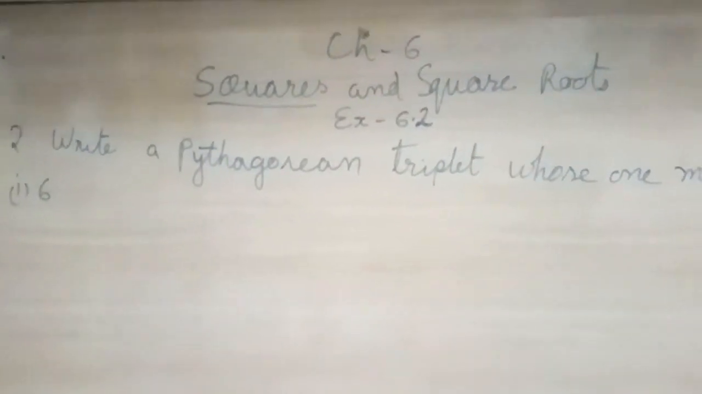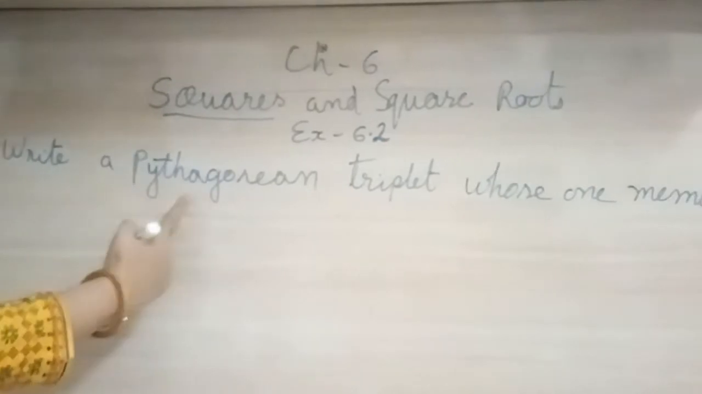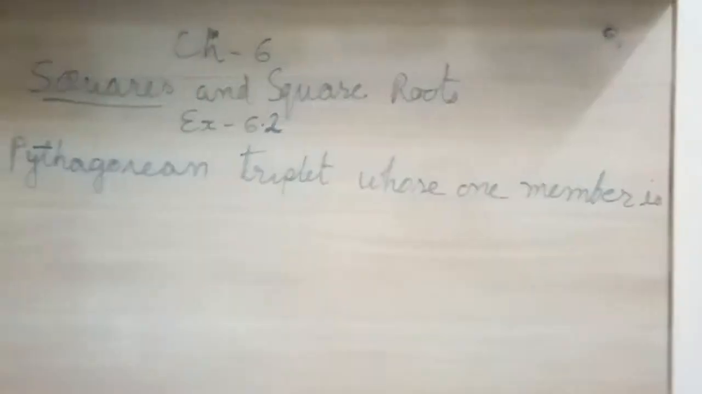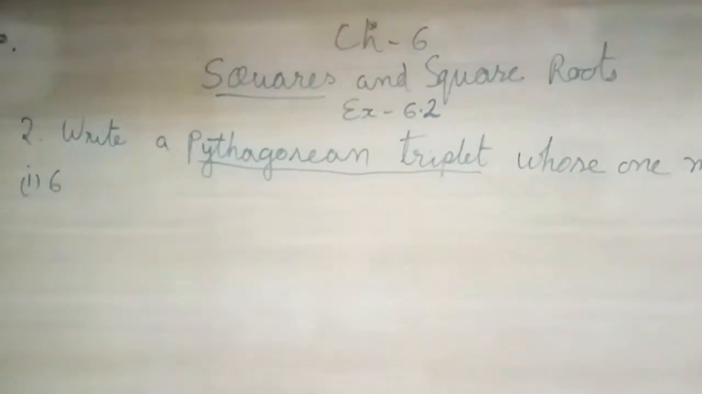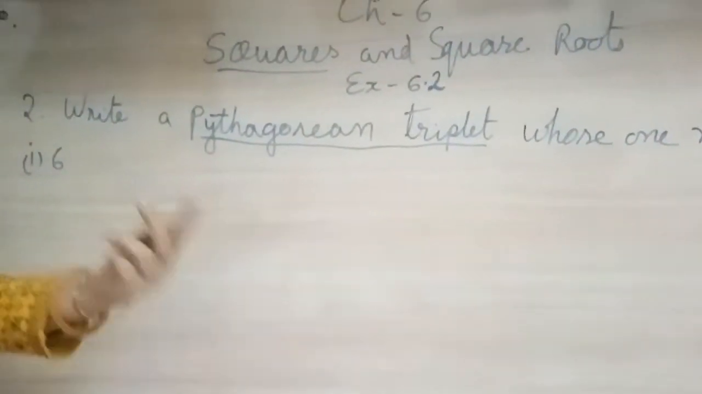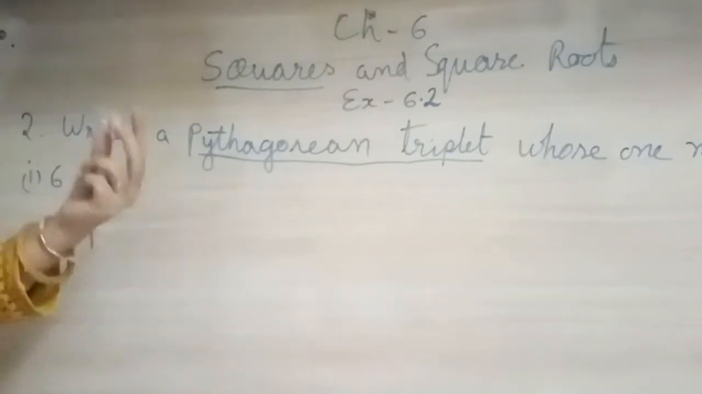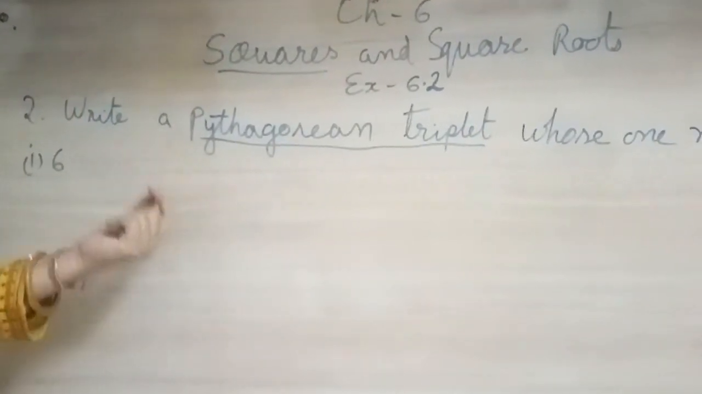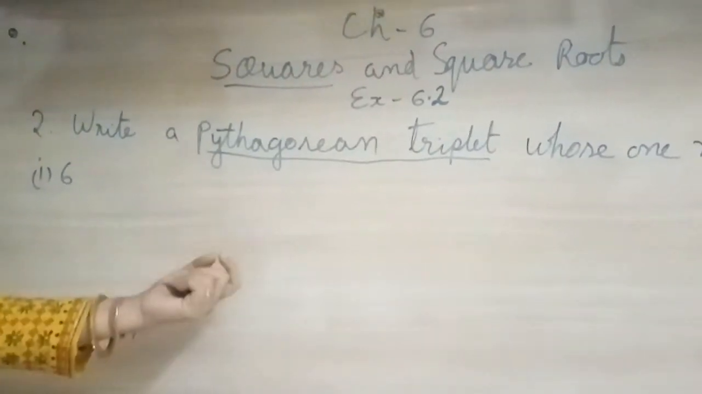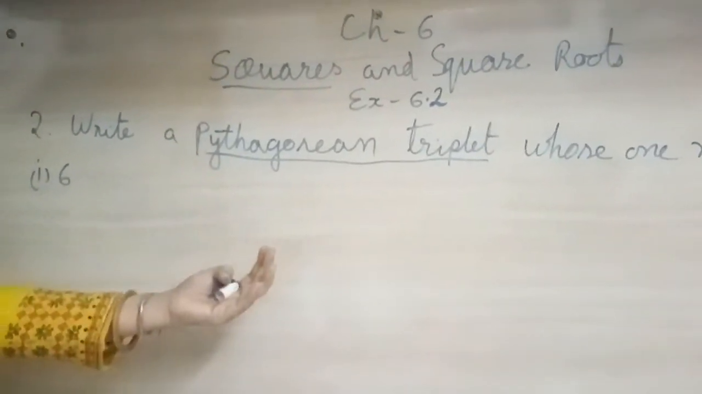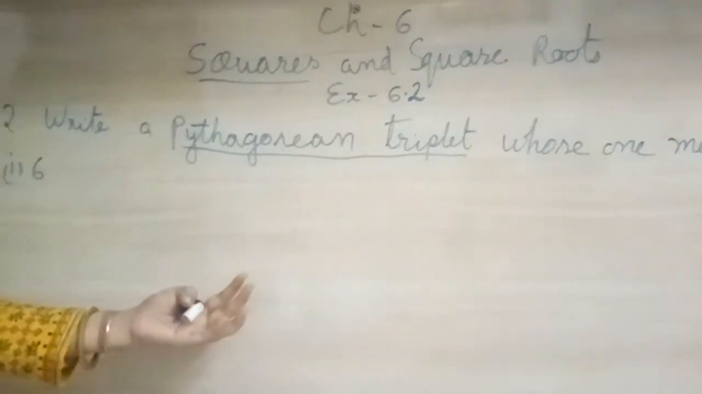See, in this question they are asking, write a Pythagorean triplet whose one number is 6. Now first let us understand what is a Pythagorean triplet. A Pythagorean triplet is a set of three numbers such that if we take the square of two numbers and add them, that will be equal to the square of the third number.